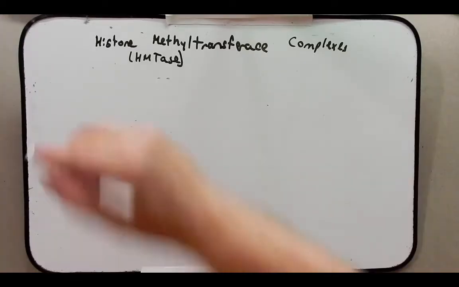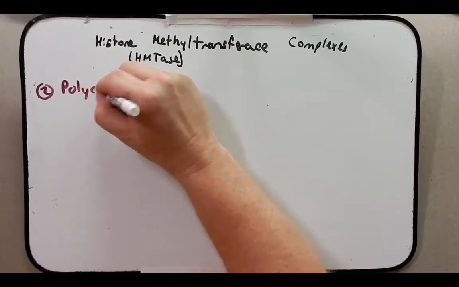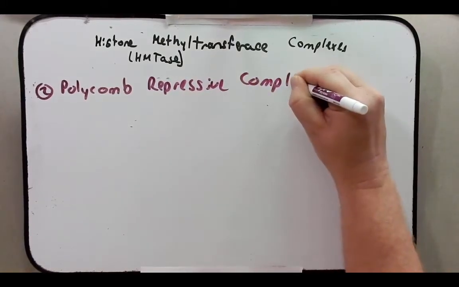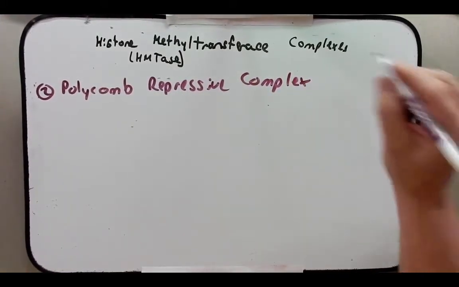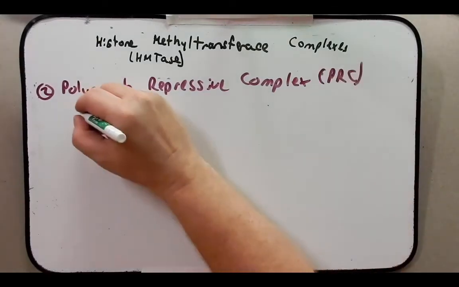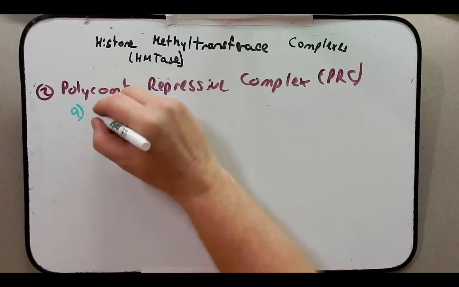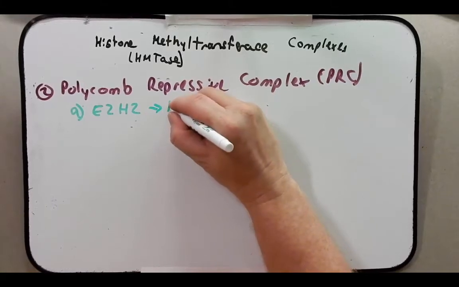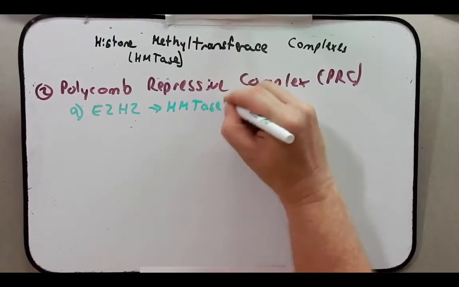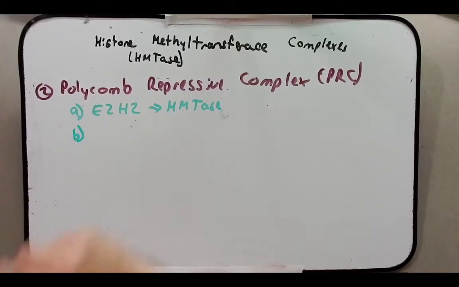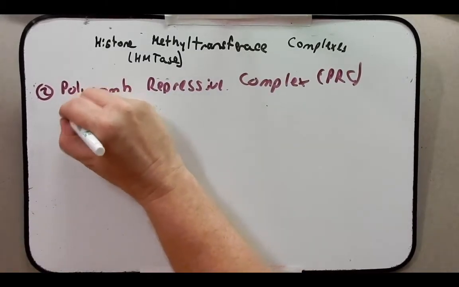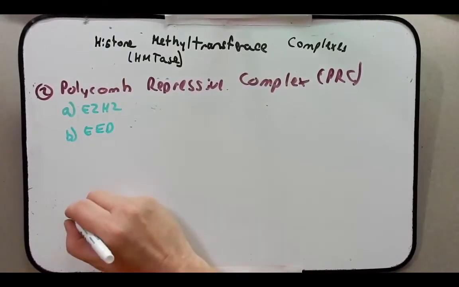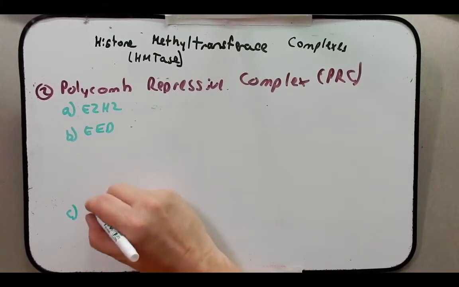Now I want to spend some time talking about the Polycomb repressive complexes. And we're going to come back to these in a topic that'll be later in this podcast or the next one. I want to talk about 3 proteins in this complex. The first one is this one called EZH2. EZH2 is the one that has this histone methyltransferase activity. The next one I want you to know is EED. Okay, I want you to know these 3 proteins. The first 2 are EZH2 and EED. The third one I'm going to put down here is SUZ12.